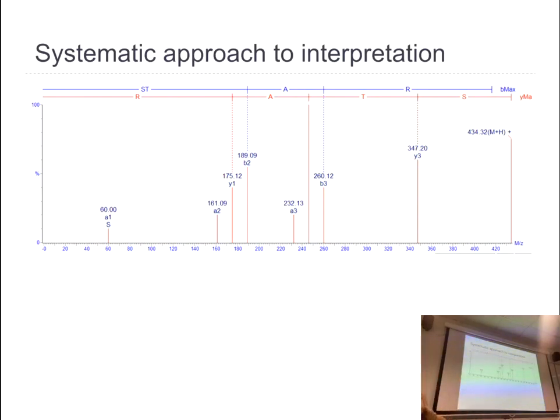The reason I'm saying this is because sometimes when you sequence stuff, there is going to be a gap, right? You don't always get full fragmentation. You don't always get full Y ion and full B ion series. Okay?